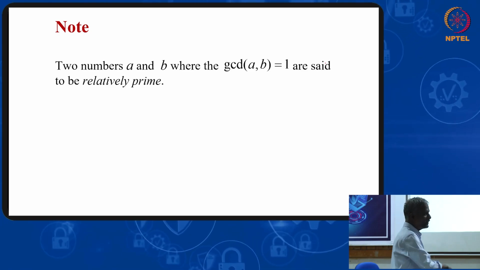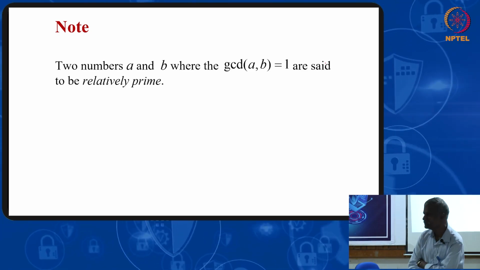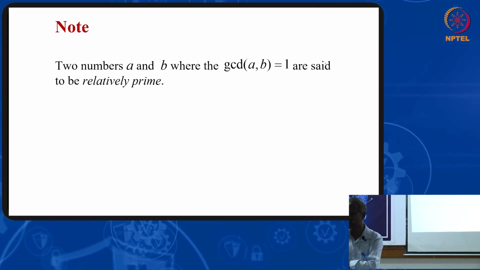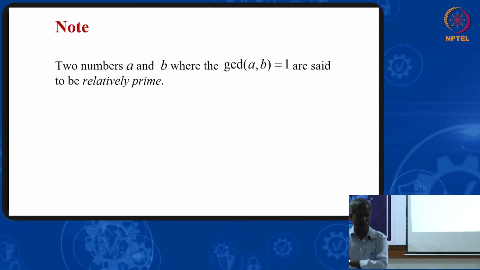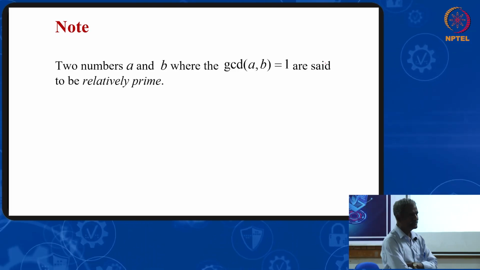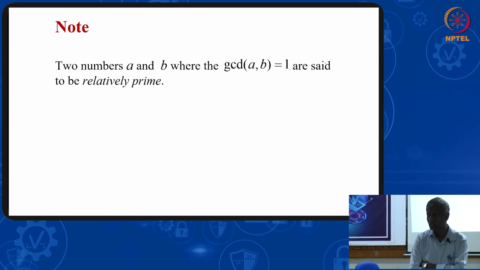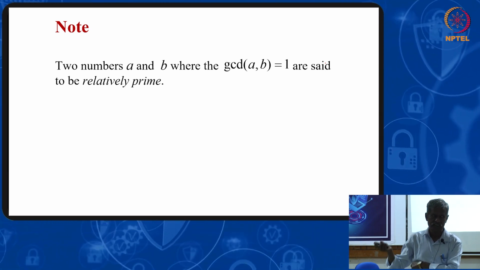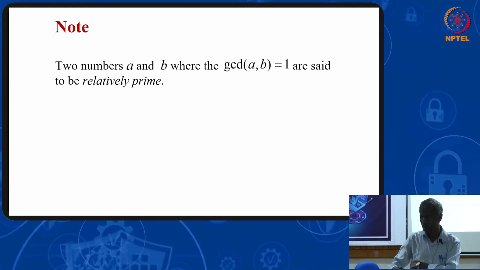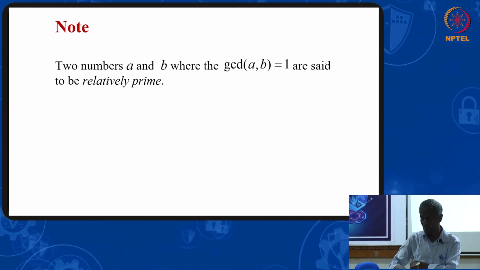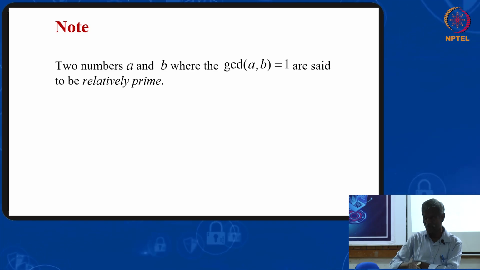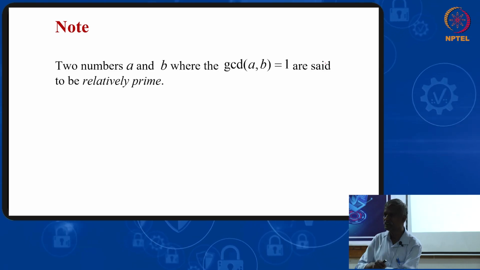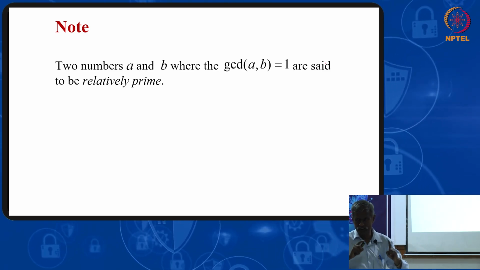Now I will define what is meant by relatively prime. Two numbers are said to be relatively prime if their greatest common divisor is equal to 1. What is the greatest common divisor between 4 and 6? According to this definition, if the greatest common divisor is 1, they are relatively prime. Therefore 4 and 6 are not relatively prime. Let me take 4 and 7. What is the greatest common divisor between 4 and 7? 1. Therefore 4 is relatively prime to 7.